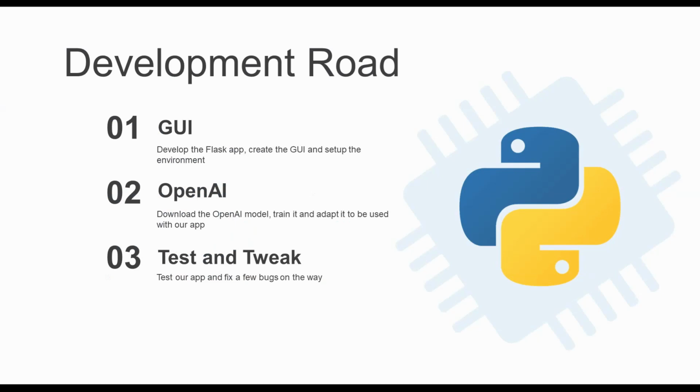Then we're going to download OpenAI, train the model, we're going to feed it some text, and we're going to configure the code so it fits in our application so that we can actually run it in our browser here. After that, we're going to test it, fix a few bugs and tweak it and see how we could improve it further. So let's get started.